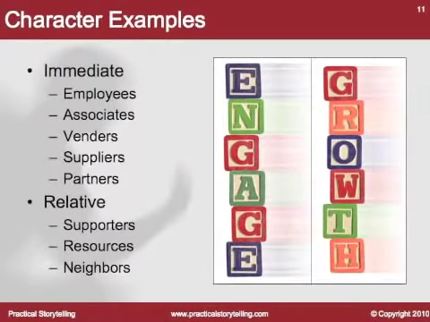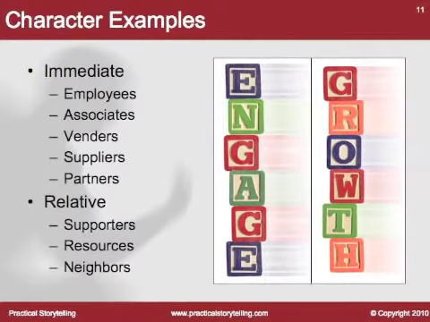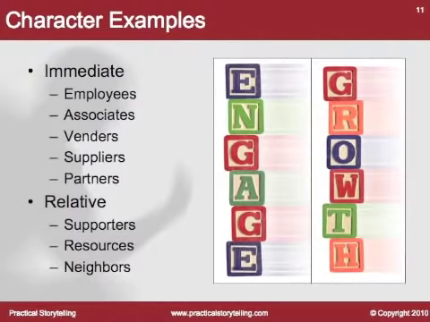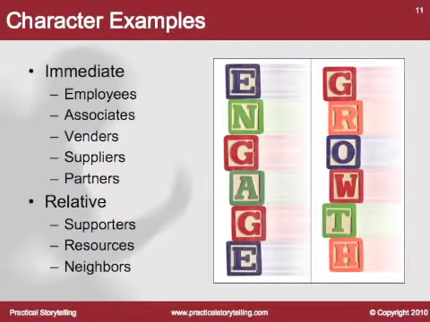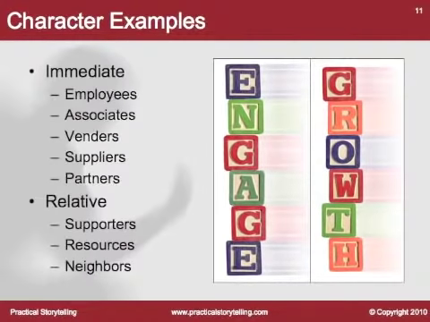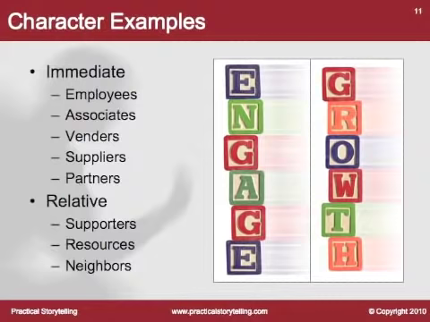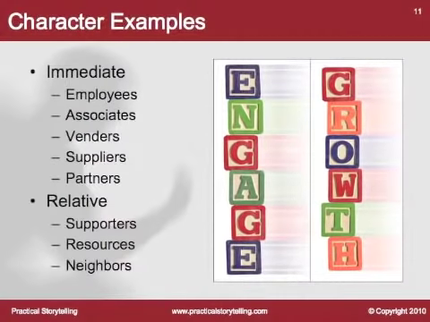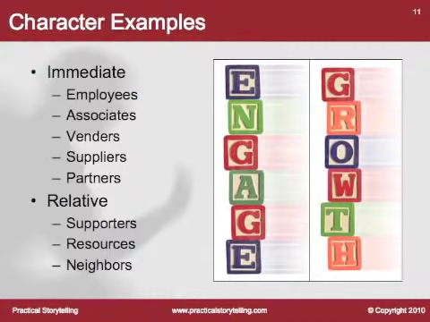The most important are your key characters. As we talked about on the previous slide, some of the best places to find characters are right from within your own organization. So immediate examples of characters include employees, associates, vendors, suppliers, and partners. All those people you deal with on a daily or regular basis. There's also what I call relative characters. Relative characters include people on the outer ring or indirect people who work with you and your organization. That could be supporters, people you get resources from, and even neighbors, the people on either side of you, the office down the hall or the store across the street.